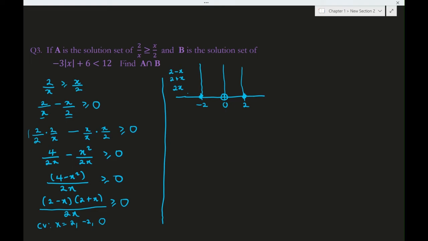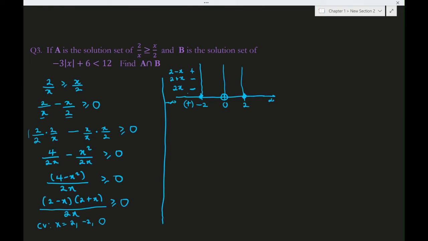Now let's do the sign test. Take a number between minus infinity and minus 2, let's say minus 3. Here you will have 2 minus x, which is 2 plus 3, so this is positive. 2 plus x is negative, and x is negative as well. Negative times negative is positive, so the result is positive here.